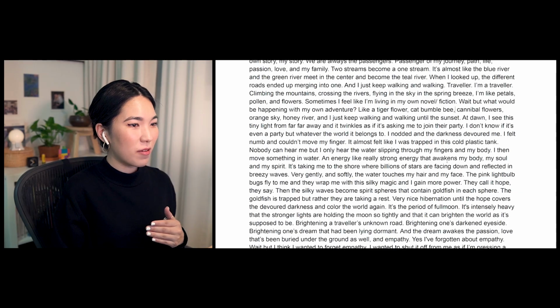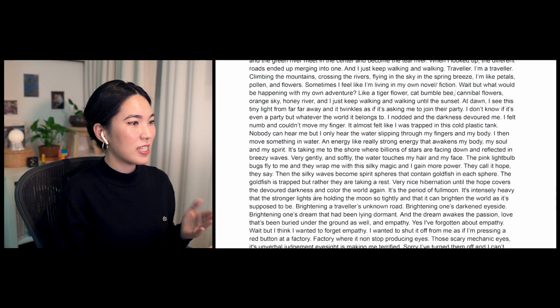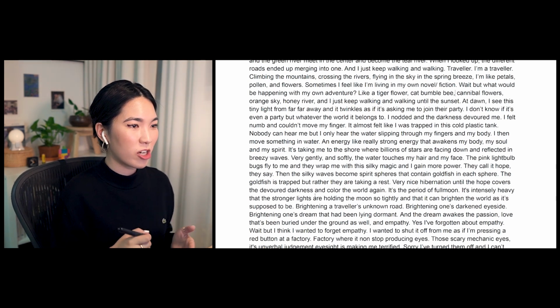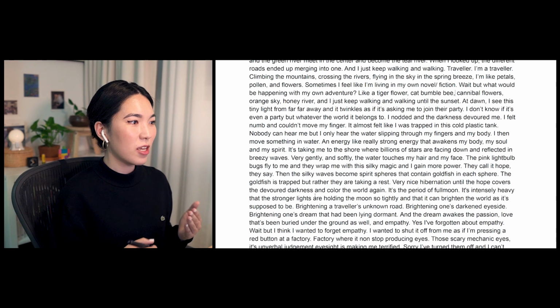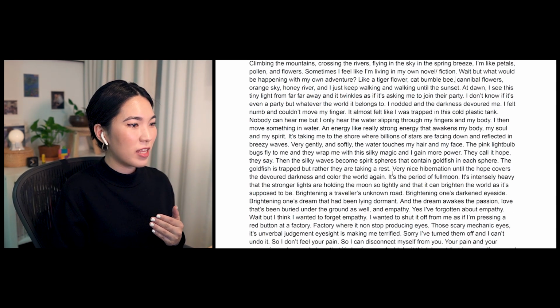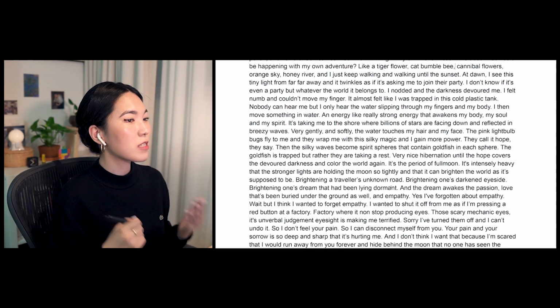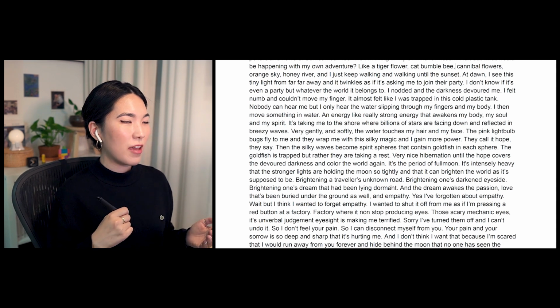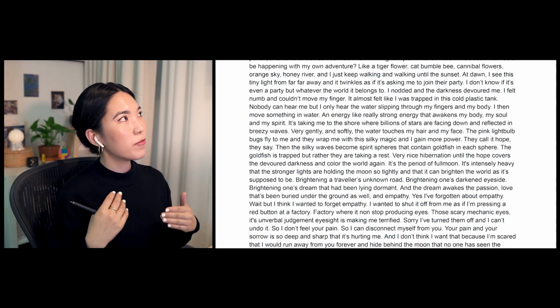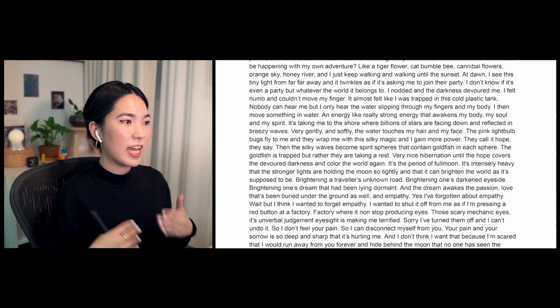Like here, it's taking me to the shore where billions of stars are facing down and reflected in breezy waves. Everything is very expressive, and I feel like I was able to feel lighter after this free writing. So this was the first progress.